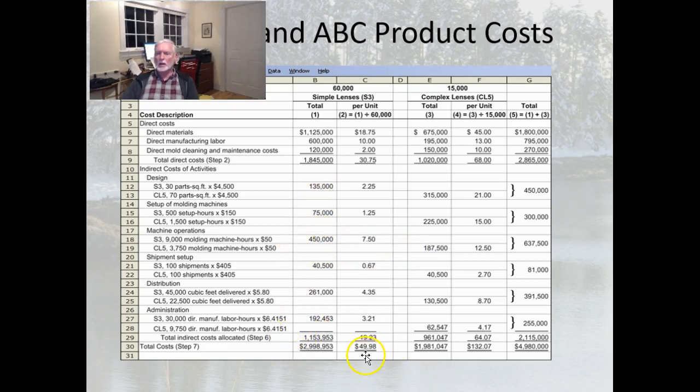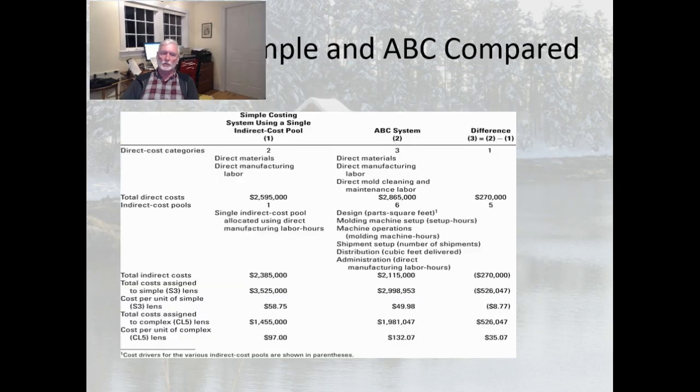And when we get to the end, we come up with our total allocated costs, which are still the same, the $2,115,000 plus the $270,000, same thing we had when we did it simple. But we've managed to move these into different places which we think are more accurate. And therefore, we come up with a different answer. We come up with a total cost per unit of the simple at $49.98, when we make 60,000 of them, and a cost for the complex of $132.07 when we make 15,000 of them.